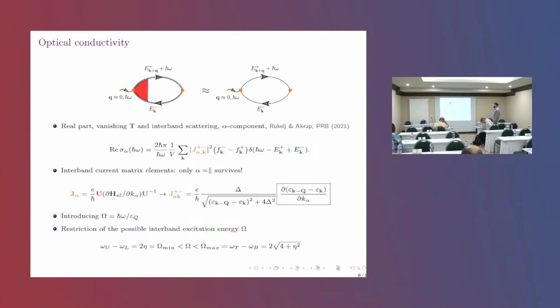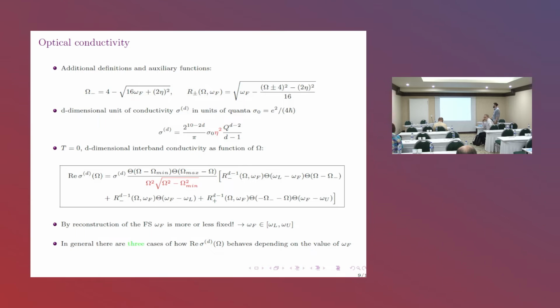So again, we are making things simple by dividing the incoming photon energy by the electronic scale and defining the limit of the optical conductivity based on the limit of the two-band model, and so on, introducing some auxiliary functions which will be very useful. We get the final analytical result for the d-dimensional real part of the optical conductivity, so for the two-dimensional and three-dimensional case.